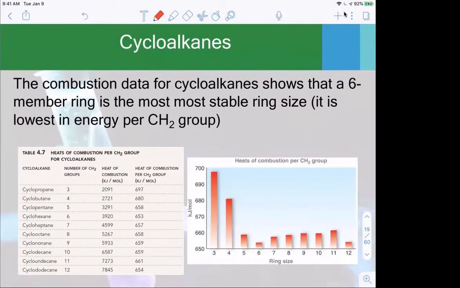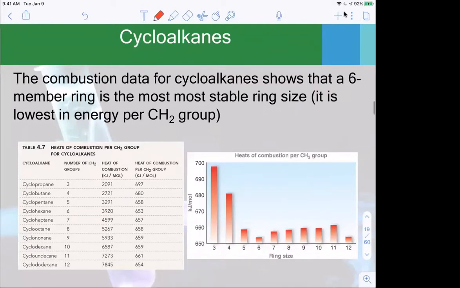Well, we know some information about the stability of cycloalkanes by looking at combustion data for various cycloalkanes. This shows us that a 6-membered ring is the most stable ring size. If I look at the heats of combustion, I get the smallest release of energy when I have the 6-membered ring. 5-membered ring is also pretty good. So when you think about this, this is the lowest amount of energy. That means that's going to be the most stable ring size.